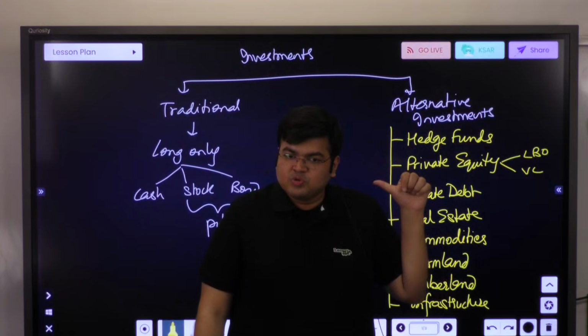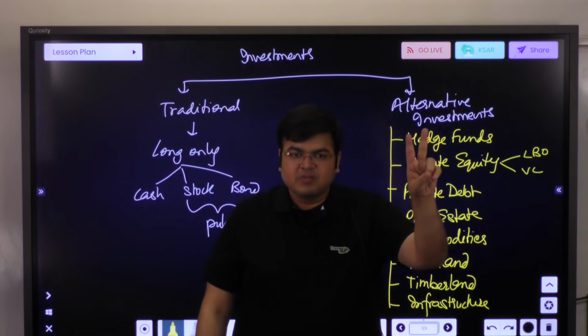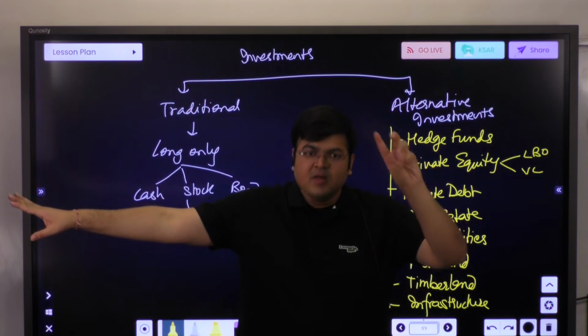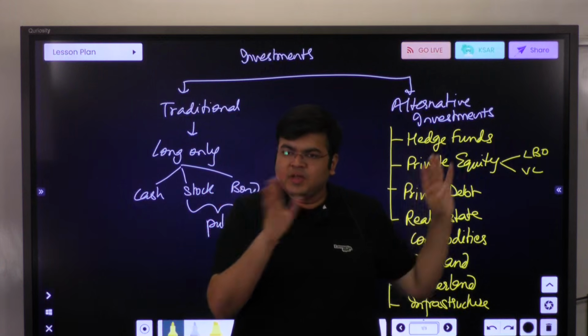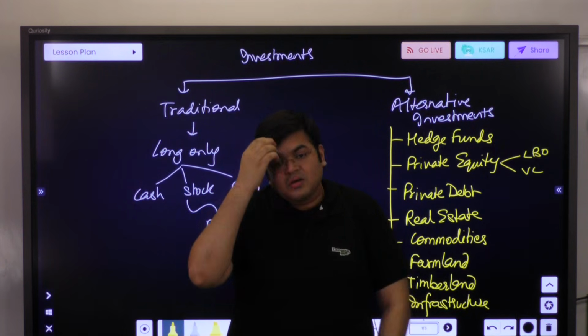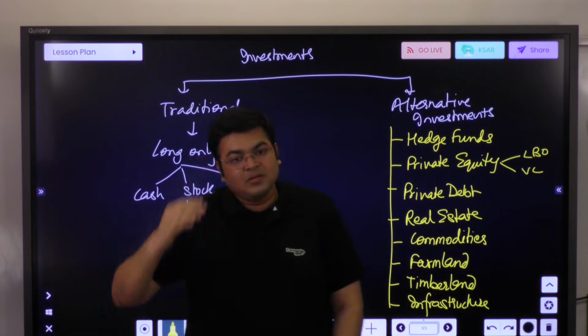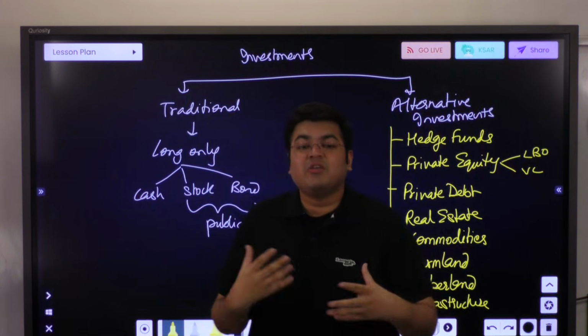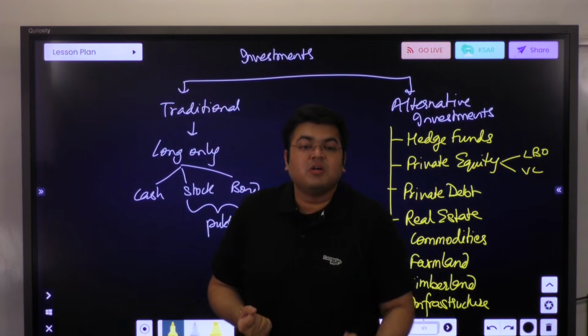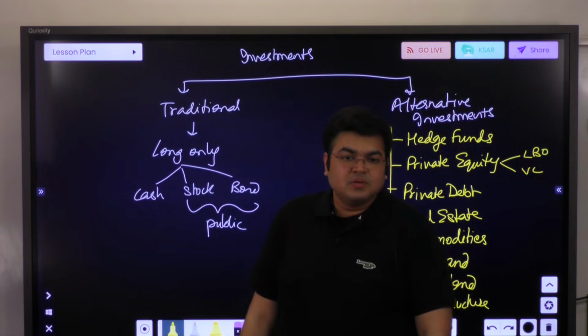These are not allowed for mutual funds. They cannot leverage, they cannot use derivatives. You'll study derivatives in a separate subject. They cannot do the short selling thing. They cannot do all these kind of things. But hedge funds are allowed to do that. Why do they do that? So that they're able to generate a good amount of profit, good amount of return. Tell me, are you following this?